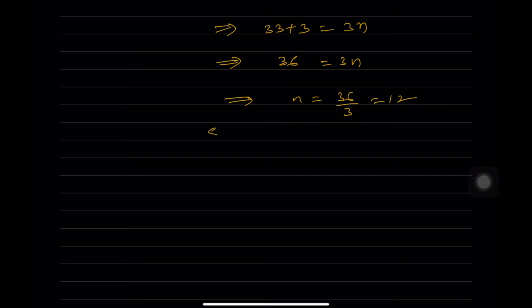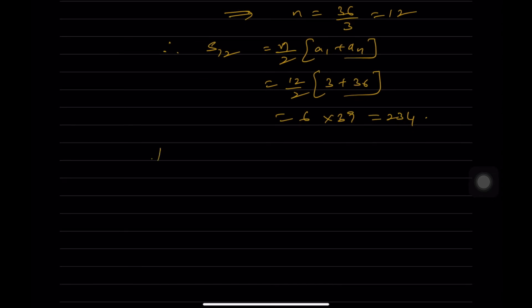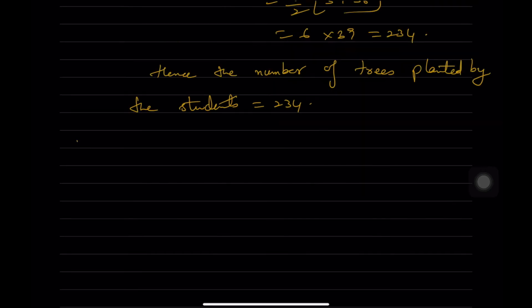So therefore we have to find out S12, which is equal to n by 2 into A1 plus AN, which is equal to 12 by 2 into 3 plus 36, which is equal to 6 into 39, which is equal to 234. Hence the number of trees planted by the students is equal to 234.